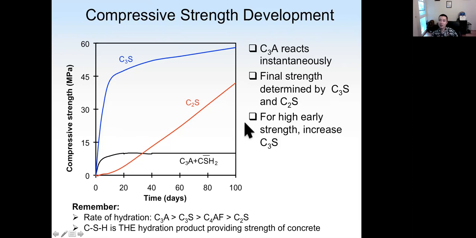So the final strength is determined by C3S and C2S, and if we want higher early strength, we should increase the percentage of C3S because it reacts faster. And again, remember CSH is the hydration product providing strength of concrete, not ettringite, not monosulfoaluminate.